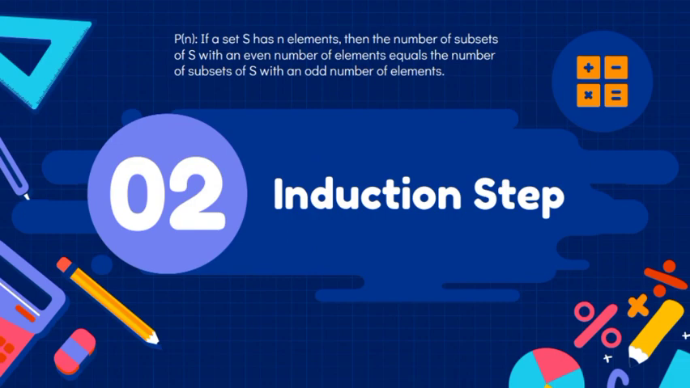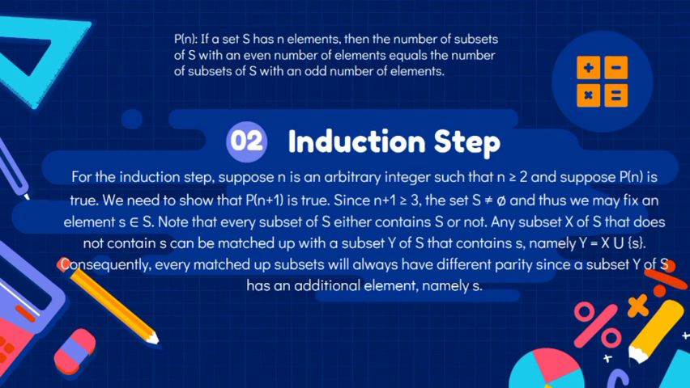The next step is the induction step. As usual, for the induction step, we suppose that n is an arbitrary integer such that n is more than or equal to 2, and we suppose that Pn is true. Now, we need to show that Pn+1 is true. Let's begin by applying our understanding from the table that we have built before. Since n is more than or equal to 2, then we know that n+1 must be more than or equal to 3, and the set S must not be the empty set, right? Thus, we may fix an element s from the set S. Note that every subset of S either contains s or not.